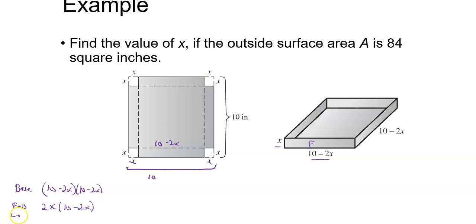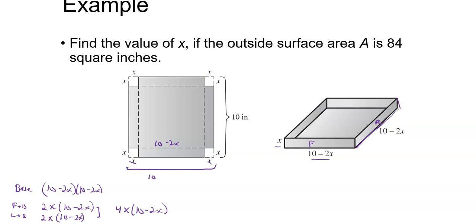Let's look at the left side and the right side. This is the right side over here. It's 10 minus 2x going across, right? There's 10 minus 2x by x, and there's 2 of them. Well, wait a minute. That's the same thing 4 times. So rather than 2x and 2x, how about we just call this 4 times x times 10 minus 2x. All right, and the rest of that is just the algebra of adding everything together.